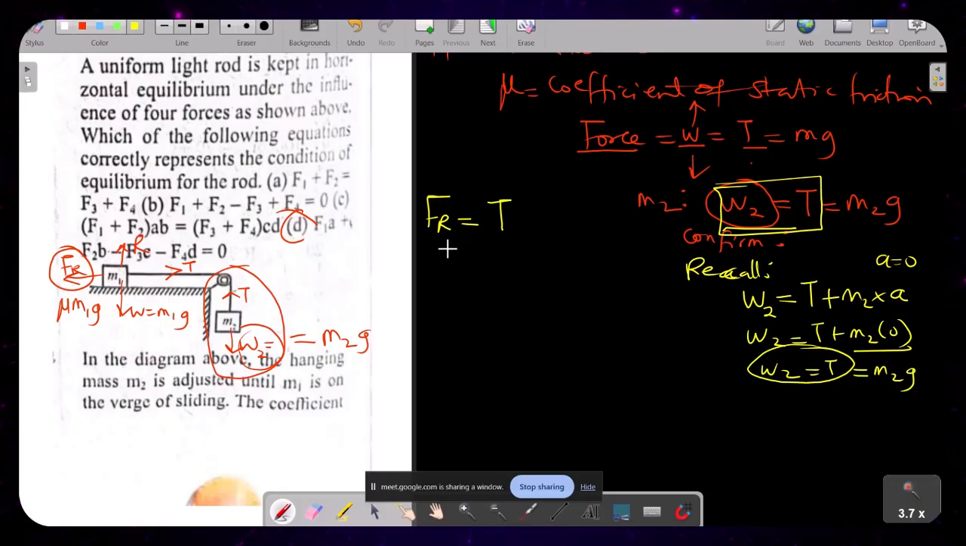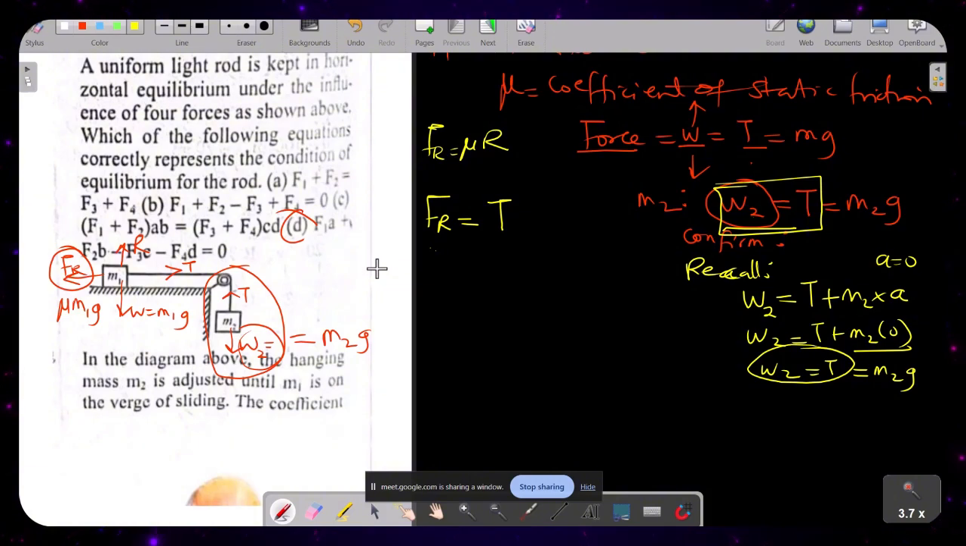So what do you have again now? What is your frictional force? You remember that your frictional force has a formula. What is the formula now? Frictional force is given as UR.